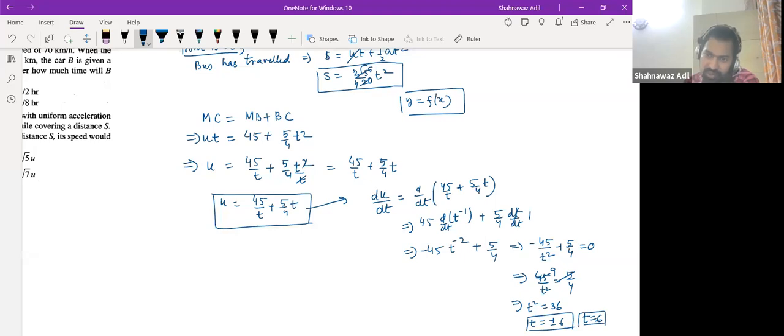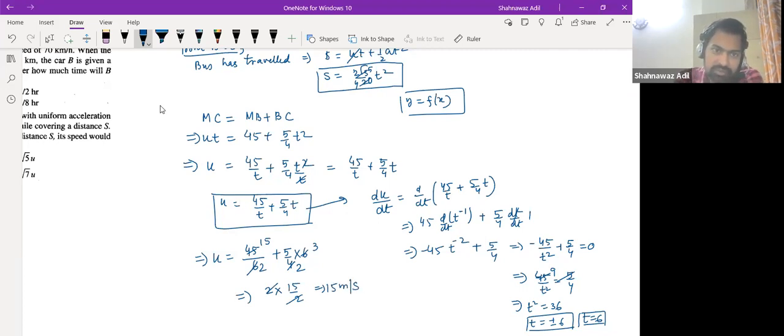T is 6. So now we have to calculate whether it is the minimum or maximum value. In this case, this would be minimum. So putting t equal to 6 in this equation, U would be 45 by 6 plus 5 by 4 into 6. So both are 15 by 2. So 2 into 15 by 2 is 15 meters per second.